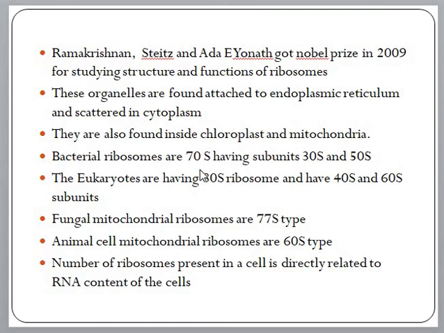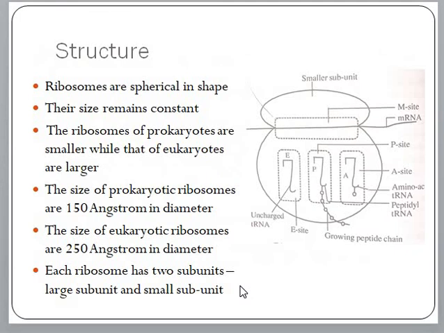Prokaryotic ribosomes are 70S with subunits 30S and 50S, whereas eukaryotic ribosomes are 80S with 40S and 60S subunits. Fungal mitochondrial ribosomes are of the 77S type. The S associated with ribosomes stands for the Svedberg unit, which is the sedimentation coefficient of each unit. Animal cell mitochondrial ribosomes have a size of 60S, and the number of ribosomes present in a cell is directly related to the RNA content of the cell.